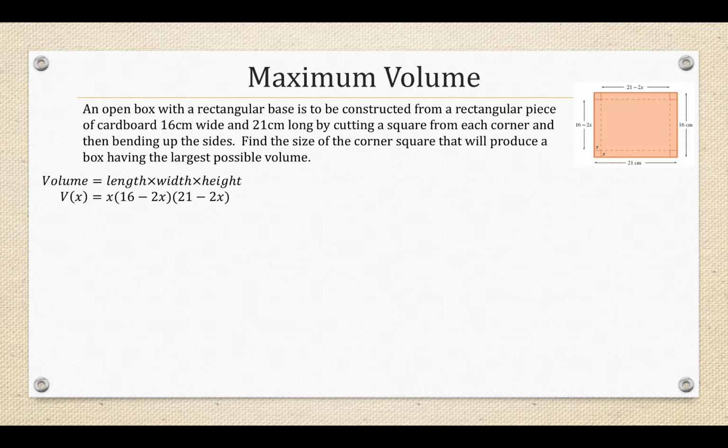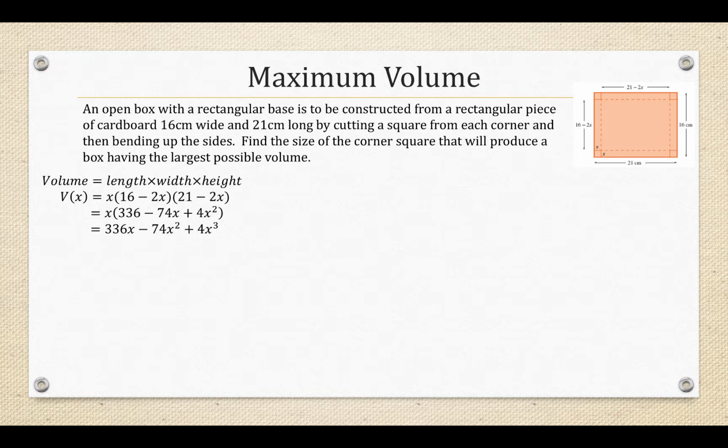Now to come up with an equation, I'm going to expand the brackets here, which will give me x outside of 336 minus 74x plus 4x squared. And then if we multiply everything inside those brackets by x, we get 336x minus 74x squared plus 4x to the power of 3. So we have our equation here for the volume.